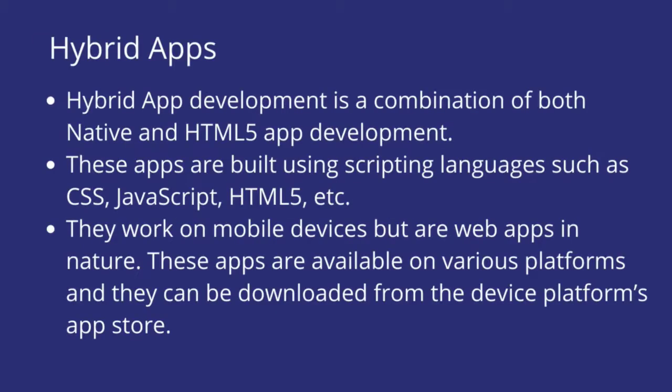The third, hybrid apps. Hybrid app development is a combination of both native and HTML5 app development. These apps are built using scripting languages such as CSS, JavaScript, HTML5, etc. These work on mobile devices but are web apps in nature. These apps are available on various platforms and they can be downloaded from the device platform's app store. Nowadays, many developers are switching to hybrid app development because the same apps are needed on different platforms.